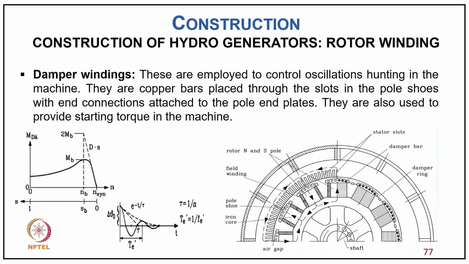Now coming to another part of the rotor winding, we have the damper winding, which is mandatory in both motor and generator. These are applied to control oscillations, hunting, in the machine. They are copper bars placed through the slots in the pole shoe with the end connections attached to the pole end plates, and they are also used to provide starting torque in the synchronous motor. So in a generator they are used to avoid hunting, as well as in a motor, but in the motor they also provide the starting torque.